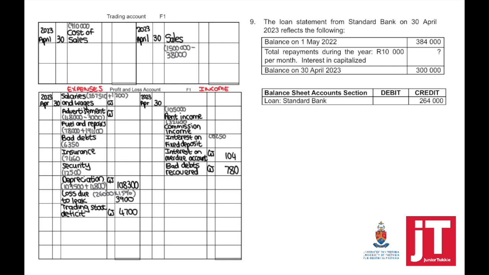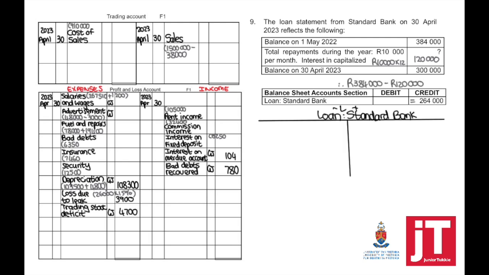How do I calculate the interest now? We first start with 10,000 per month, means over 12 months, we've paid 120,000. A quick and easy way to solve this is by doing a T account. Now, if you look there, 384,000 minus 120,000 equals 264,000, which is in the pre-adjustment trial balance. So what they have not yet added was the interest.